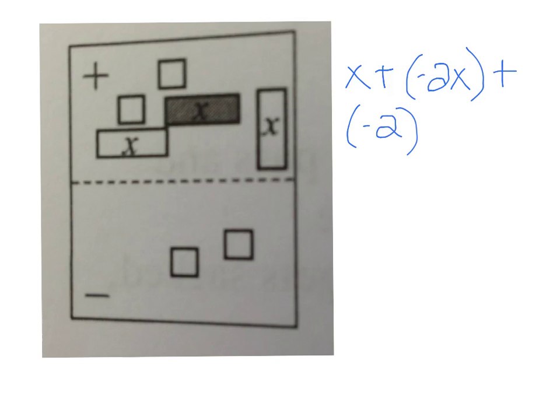Then I'm going to have to write what I have down below. Now I'm in the negative region, so I'm going to write minus, or the opposite of 2 negative tiles. So I'm going to write minus, because it's in the opposite region, negative 2.